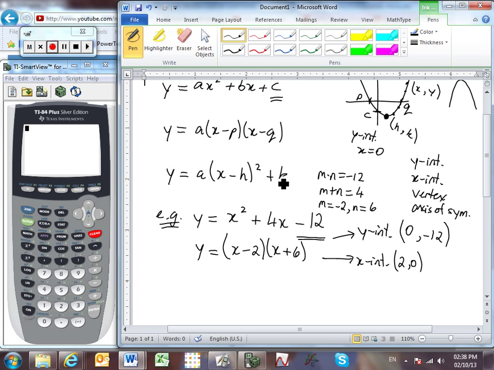So our other x-intercept then will be the opposite of the positive 6, which becomes negative 6. And of course we could have established this by remembering that at an x-intercept we know that the y value is equal to 0. And so either x minus 2 equals 0, which yields x equals 2, or x plus 6 equals 0, which yields x equals negative 6. So these are the coordinates of the x-intercepts.